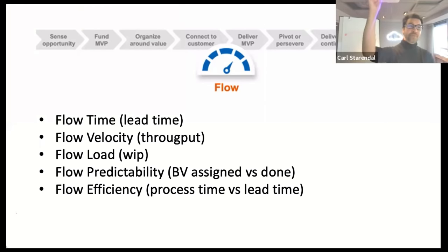And I would actually go top to bottom here. I would start looking for historical flow times, start looking for historical flow velocities. I would start looking for the current flow load and the current flow predictability, and then digging into the flow efficiency. And I wouldn't do all of it the first PI. I would start slowly, but I would go from the top.